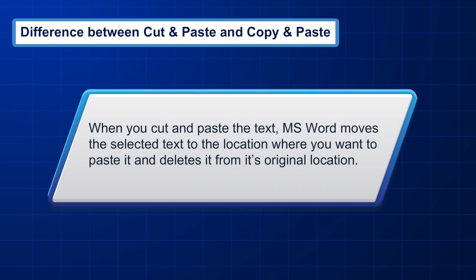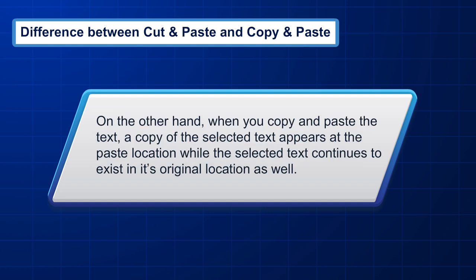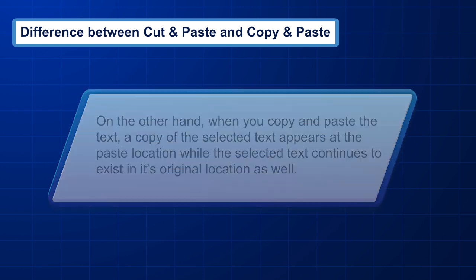When you cut and paste the text, MS Word moves the selected text to the location where you want to paste it and deletes it from its original location. On the other hand, when you copy and paste the text, a copy of the selected text appears at the paste location, while the selected text continues to exist in its original location as well.